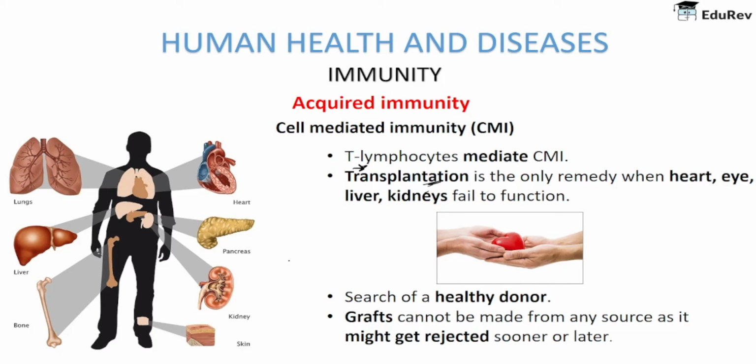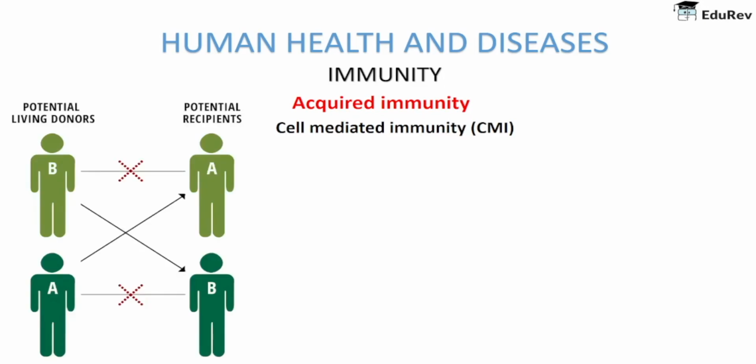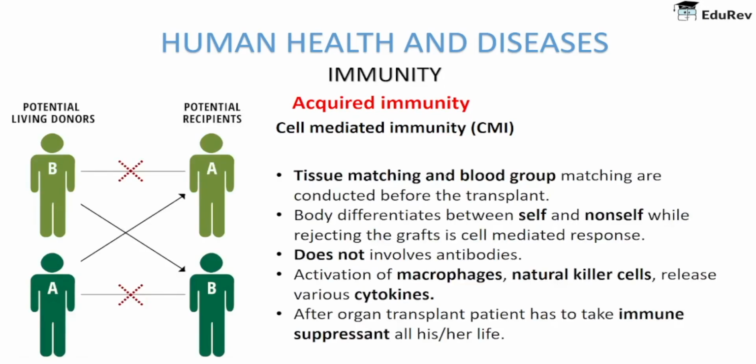So what exactly are the grafts? Basically grafts are parts of tissue. These are the parts of tissue which need to be transplanted from a healthy donor to a needy one. So in this case, the grafts should not get rejected in a person who is in need. That can be looked at in case of transplantation. Before the process of transplantation, tissue matching and blood group matching is conducted beforehand.